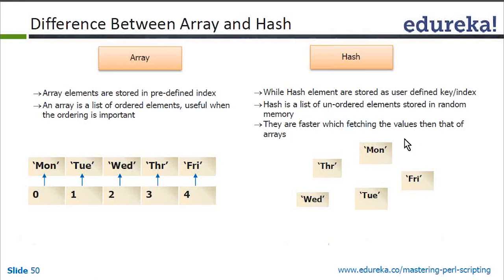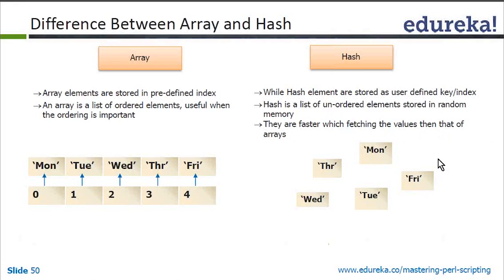They are faster while fetching. Yeah, that is the main answer. They are faster while fetching the values than arrays, because if you go for binary search or any kind of search algorithm, and you have plenty of data, lakhs of data structures, hash will give you the fastest output. This is a Perl hash implementation, but if you see it in C or C++ or any data structure implementation of hash, it will be the fastest.